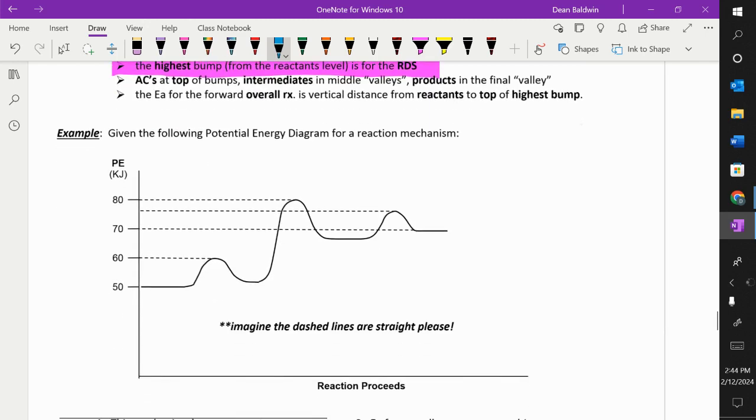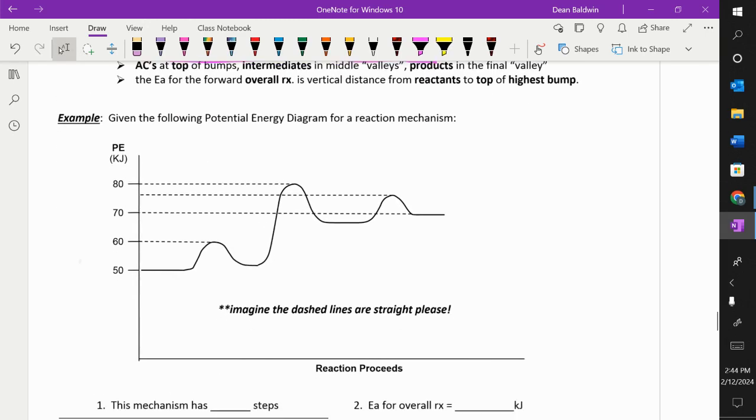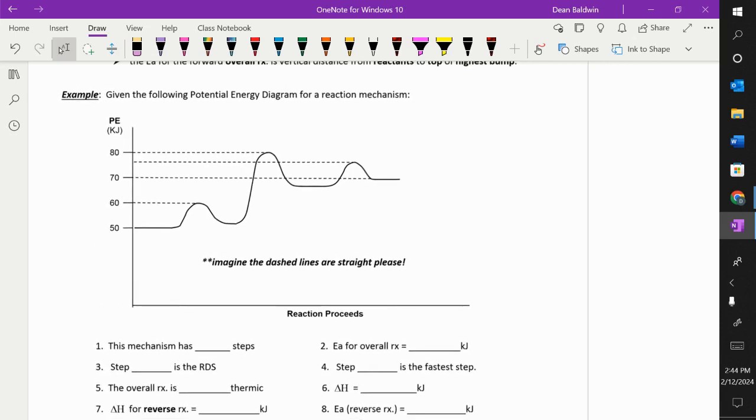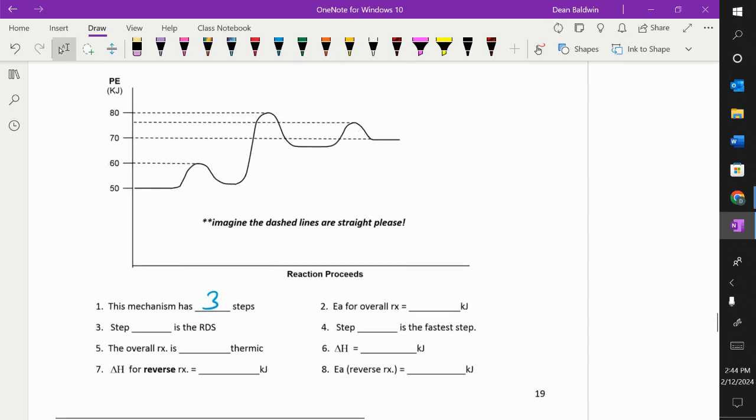So here's a reaction mechanism. How many steps are in this? 3 steps. 3 bumps, 3 steps. What's the EA for the overall reaction? Whoa. So we're going from 50 all the way to the highest bump, which is 30. Okay? Because if you only put in enough to get over the first step, that's 10 kilojoules. That's not enough to get you over the second step, right?